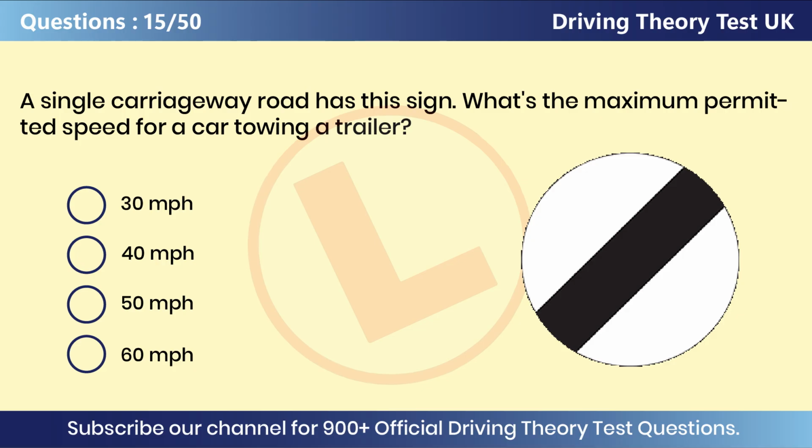Question 15. A single carriageway road has this sign. What's the maximum permitted speed for a car towing a trailer? A. 30 miles per hour. B. 40 miles per hour. C. 50 miles per hour. D. 60 miles per hour.